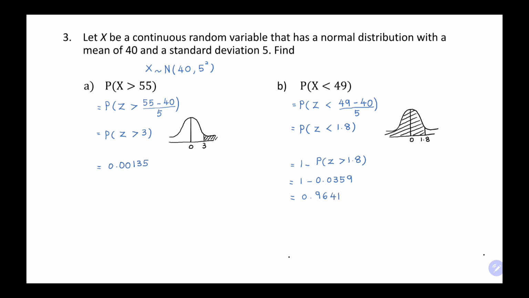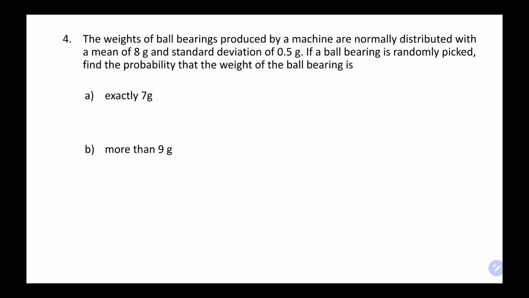We continue with the next question, number 4. The weights of ball bearings produced by a machine are normally distributed with a mean of 8 gram and standard deviation of 0.5 gram. If a ball bearing is randomly picked, find the probability that the weight of the ball bearing is... Before we start solving, we state first the mean and the variance. So X is normally distributed with mean 8 and standard deviation 0.5. But this one refers to variance, so we put square.